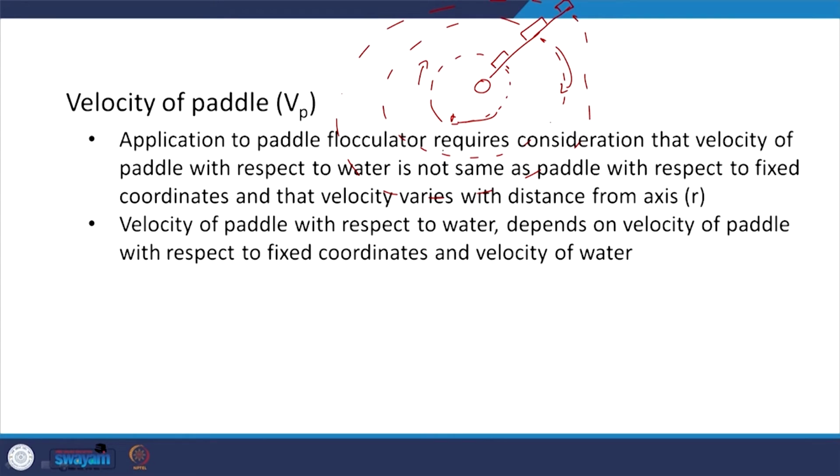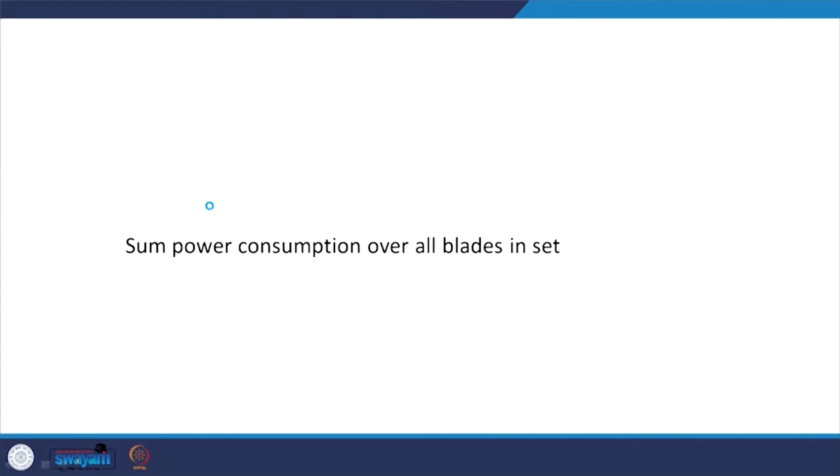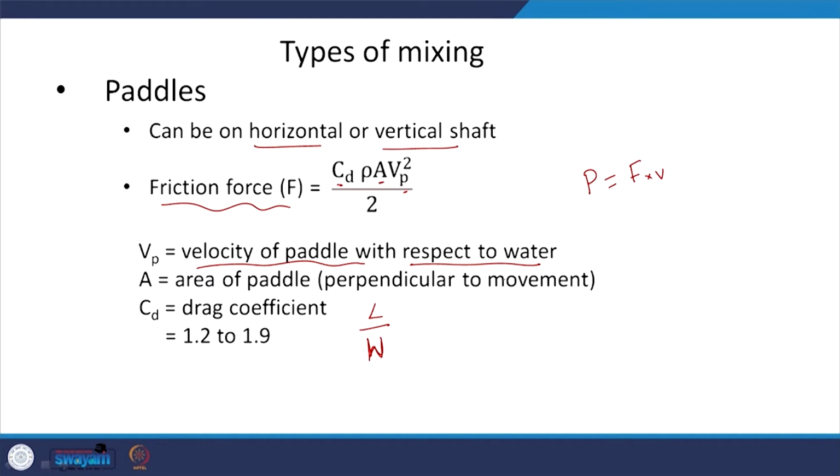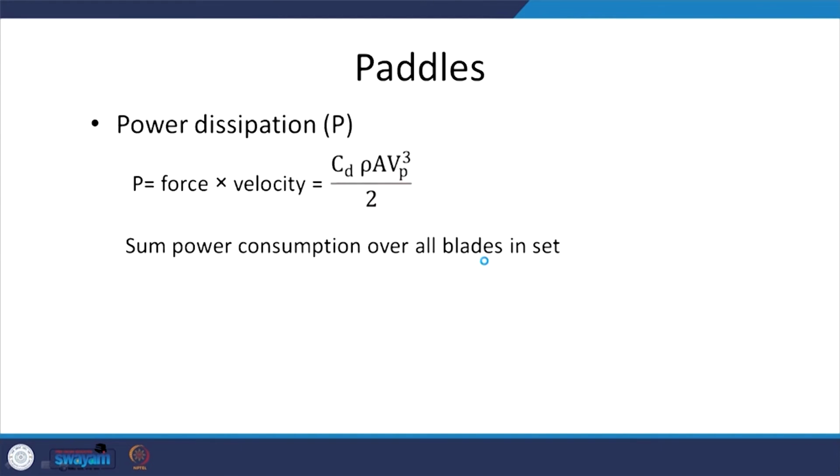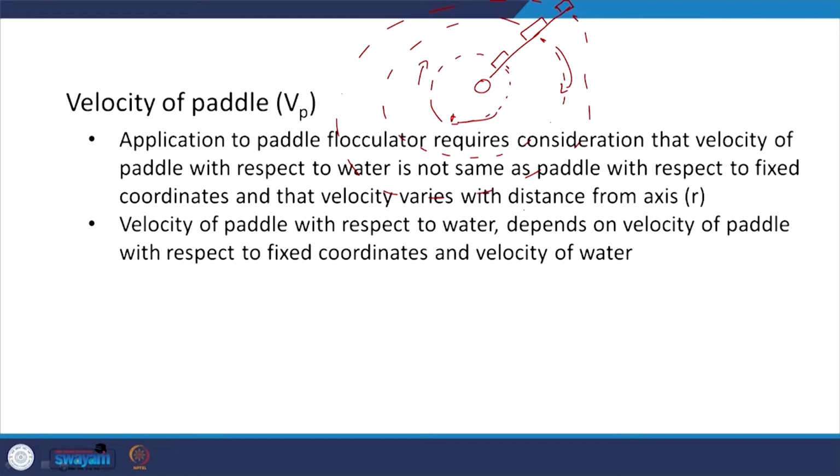That's what we are trying to say here. So application of paddle flocculator requires our understanding that velocity of paddle with respect to the water is not the same as paddle with respect to fixed coordinates. That's one thing to keep in mind. Here, what is Vp? It's the velocity of paddle with respect to water, not with respect to fixed coordinates. And that velocity varies with distance from axis. Velocity of paddle with respect to water depends on velocity of paddle with respect to fixed coordinates and obviously velocity of water.